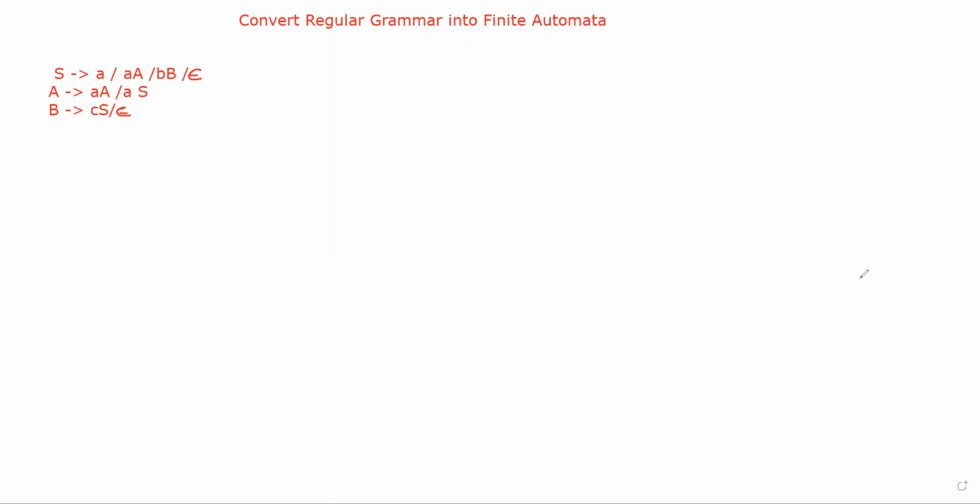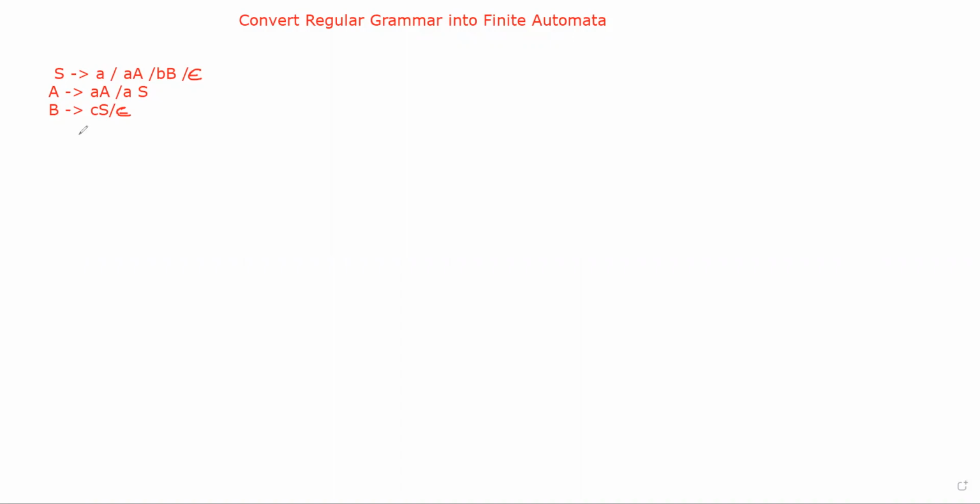In the previous session, we had discussed how to convert the regular grammar into finite automata, with an example. In this session, we will discuss one more example. But the difference between those two is that in the previous example, the given grammar does not contain any null production, but here the grammar contains null production.